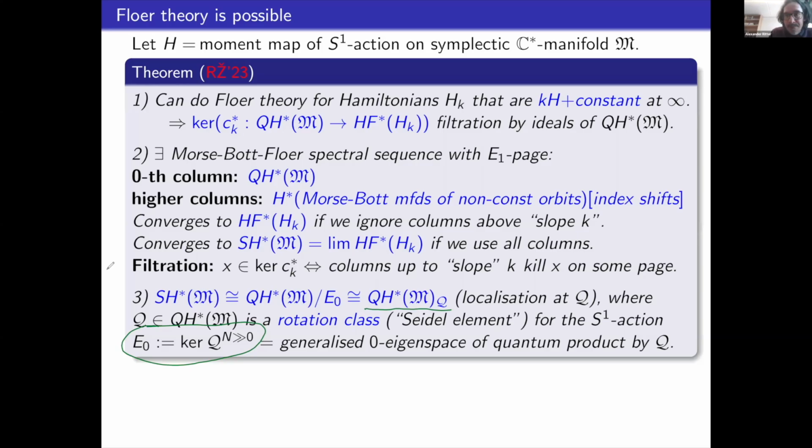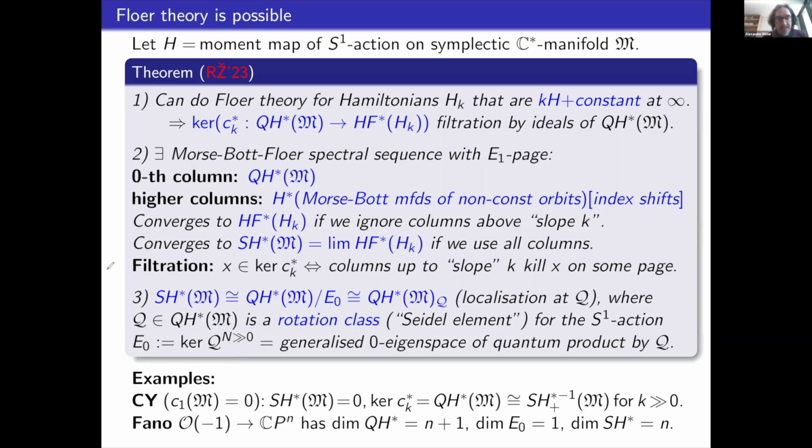Okay, and I'll give you some explicit examples just to give you a flavor of what's going on. So here's an example in the Calabi-Yau case. By that I just mean that C1 is 0. Symplectic cohomology is always 0. That means that these kernels eventually exhaust all of quantum cohomology. So for large enough slope, we get all of quantum cohomology. And by the long exact sequence, all of these classes can be represented by positive symplectic cohomology. This was the story that we had also in the Chi correspondence case.